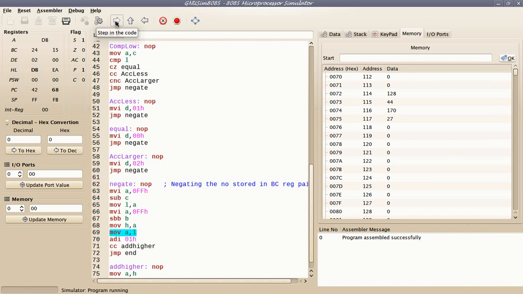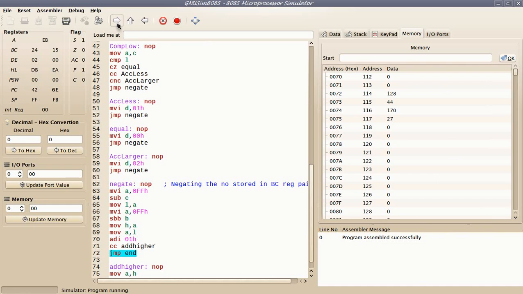Now I have the ones complement of the number stored in BC, in HL register pair. Now I will add 1 to the lower byte of this number to find its 2's complement. If the carry sets over from the lower byte, then I will also add 1 to the higher byte of the number.